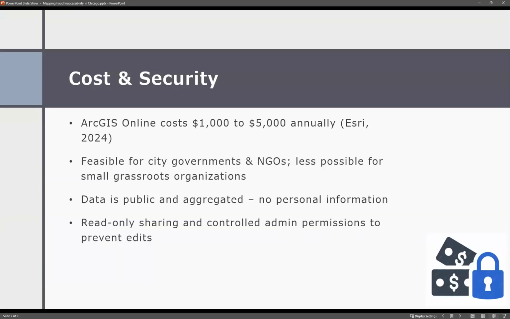When using Cloud GIS, it's important to consider both cost and data security. Estimate for a project of this scope on ArcGIS Online typically would range from about $1,000 to $5,000 annually, which is affordable for most sizable city governments and nonprofits, but may be less practical for smaller grassroots groups. The good news is that all the data in this project is public and aggregated, so there's no risk of exposing sensitive information. I also set up read-only sharing and strict admin permissions to ensure the layers remain secure and can't be edited by unauthorized users.